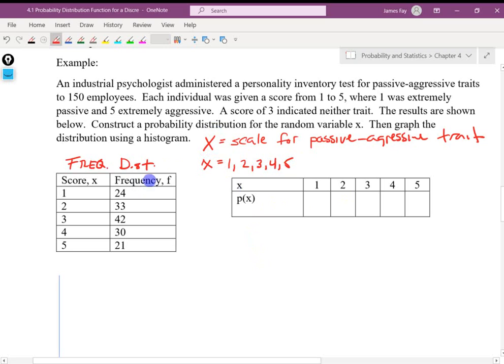Okay? So when looking at this, they're asking us, what is this over here is our probability distribution function. A lot of times they'll abbreviate it PDF. So we've got 24 people scored a 1, out of 150 employees, right? So all we've got to do is 24 divided by 150, and we get 0.16. Okay, 33 people received a score of 2, so 22.